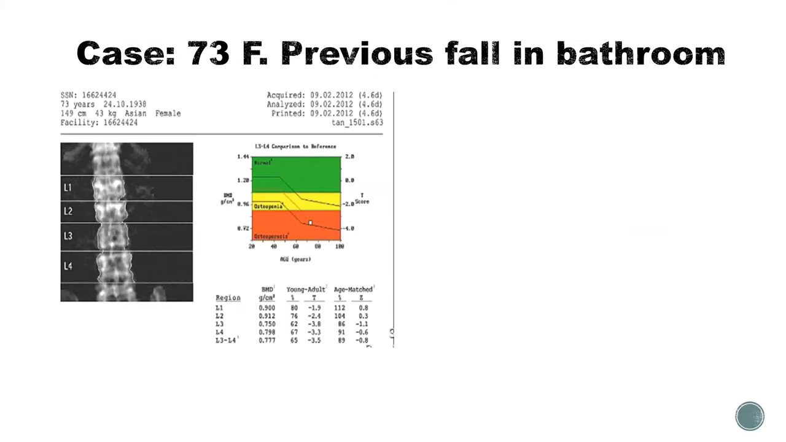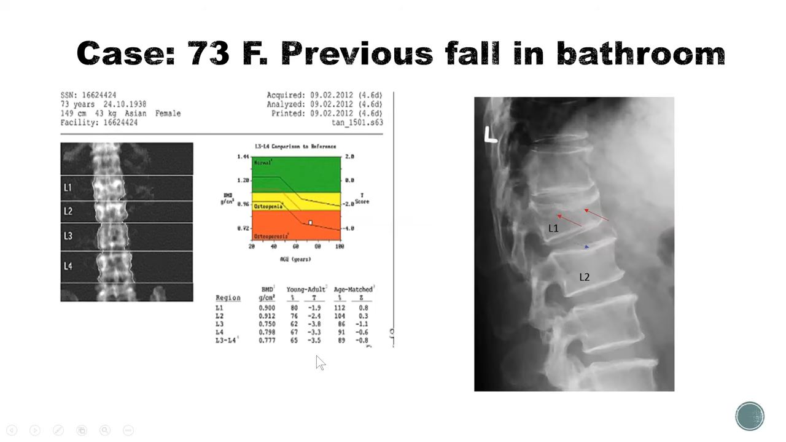So this lady, another one, she had a fall in the bathroom, and this is a lumbar spine bone density. So let's have a look at it. Do you think we can interpret this at all? Okay, so let's have a look. L1, L2, L3, L4. And they've just done L3 and L4 for the total. L1 seems to be a little bit better than the others. Okay. So what is it?